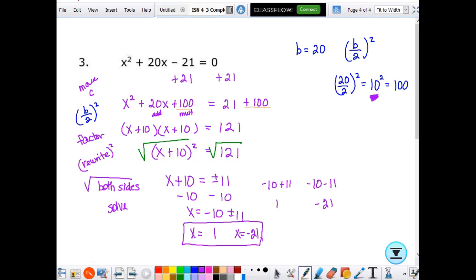Okay. So that's completing the square. On the next completing the square notes, our answers will be a little bit different, but they'll be doable because you've already had a little experience with it with the quadratic formula. Okay? All right.